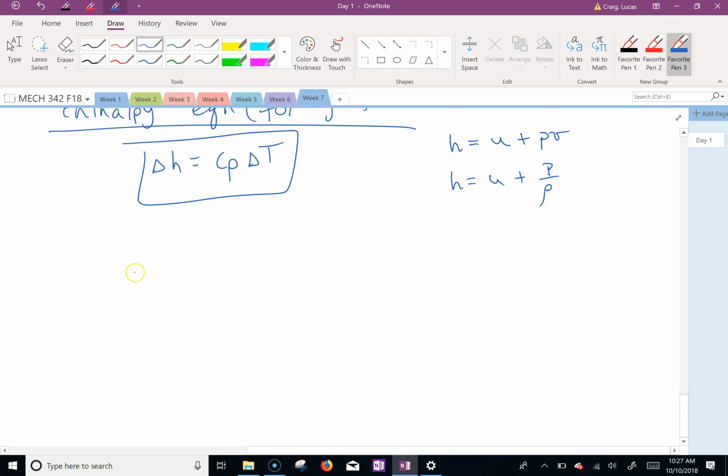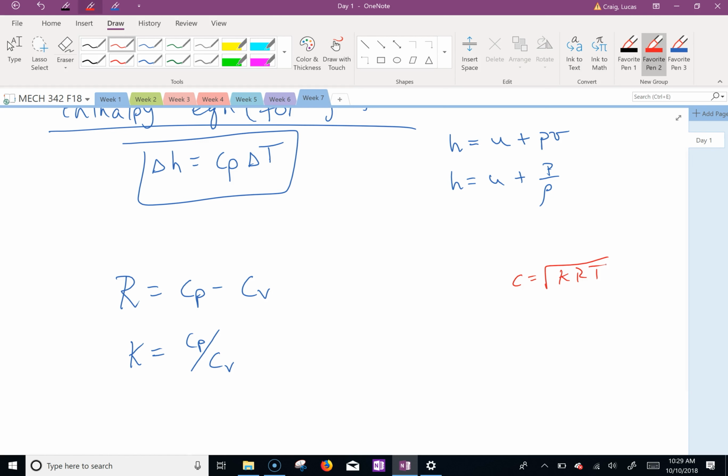Let's see here. Other things you've seen before: remember your gas constant? That is CP minus CV, just for reference. And K, your specific heat ratio, is CP over CV. So just as reference, your gas constant and your specific heat ratio are those, just to give you an idea.